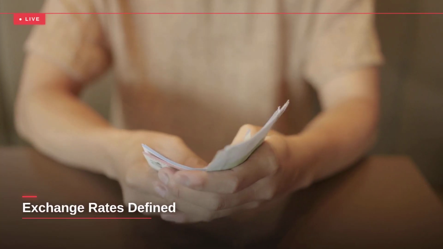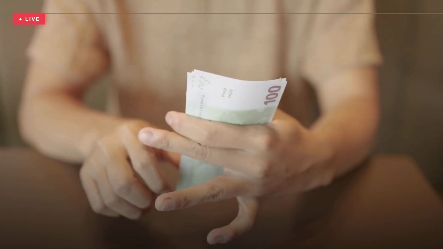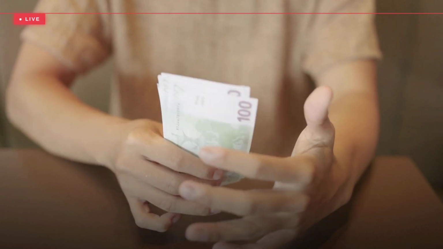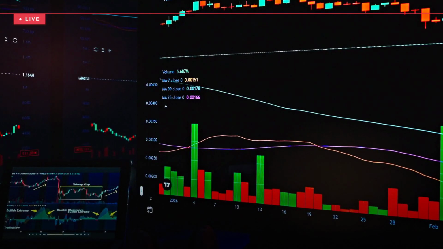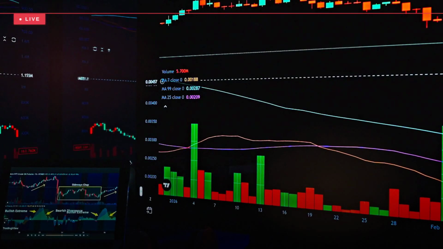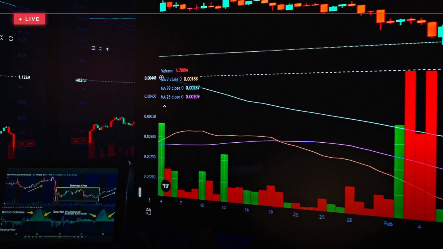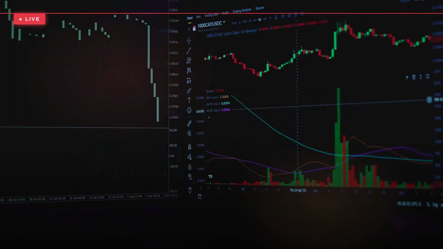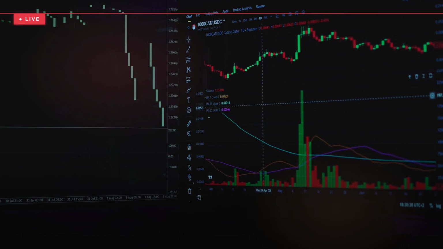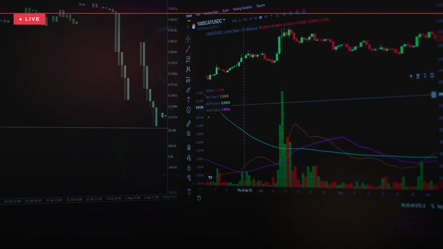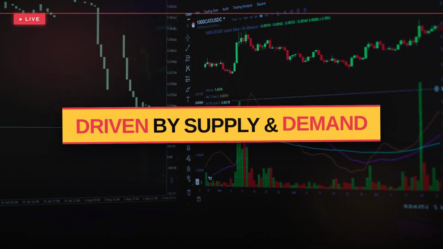So, how do we know how much one currency is worth compared to another? That's where exchange rates come in. An exchange rate is the value of one nation's currency in terms of another nation's currency. For example, if the exchange rate between the US dollar and the euro is 1.10, it means $1 US can buy 1.10 euros. These rates are not fixed, they are constantly changing based on supply and demand in the foreign exchange market, influenced by economic indicators, political events, and market sentiment. Understanding exchange rates is vital for anyone engaged in international transactions.